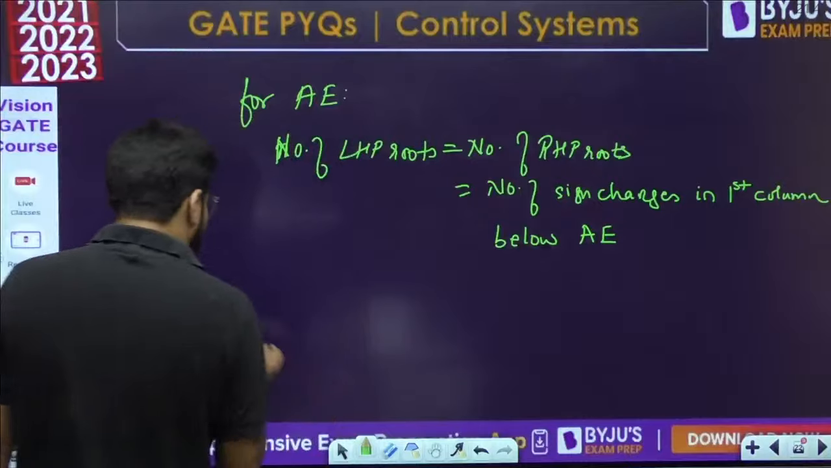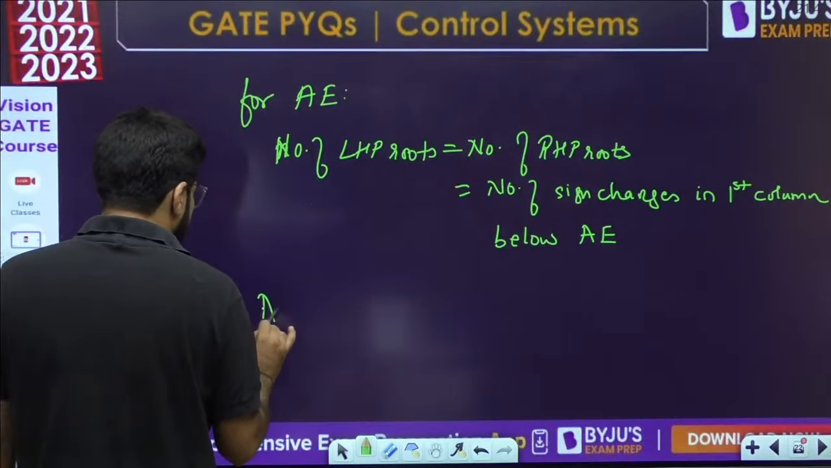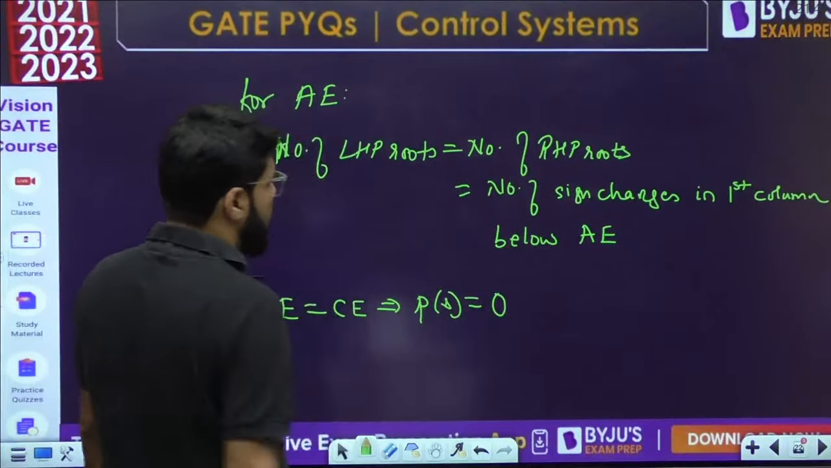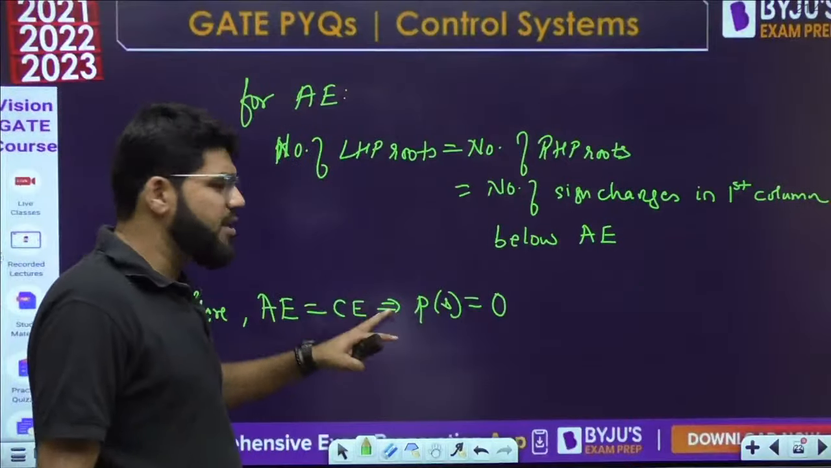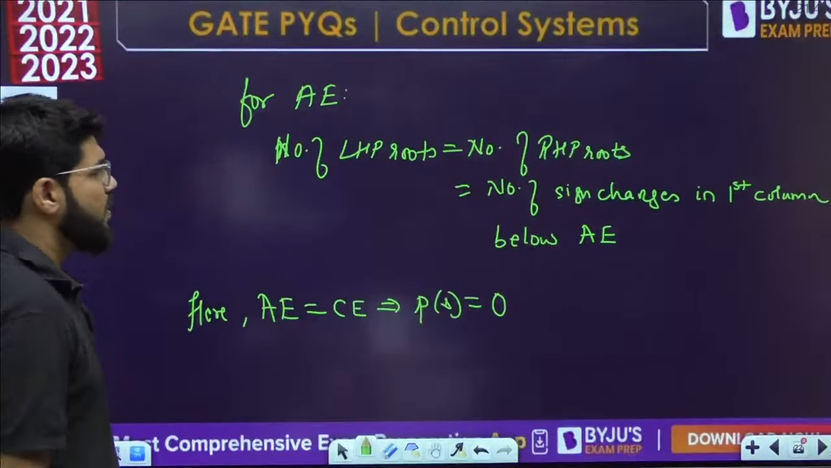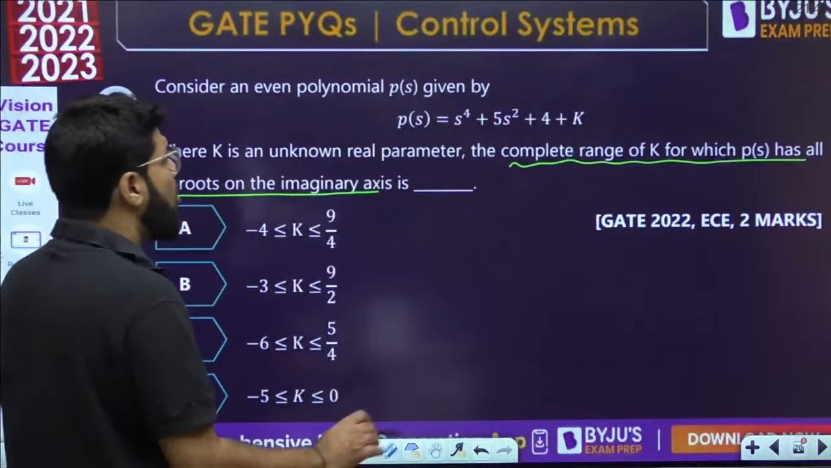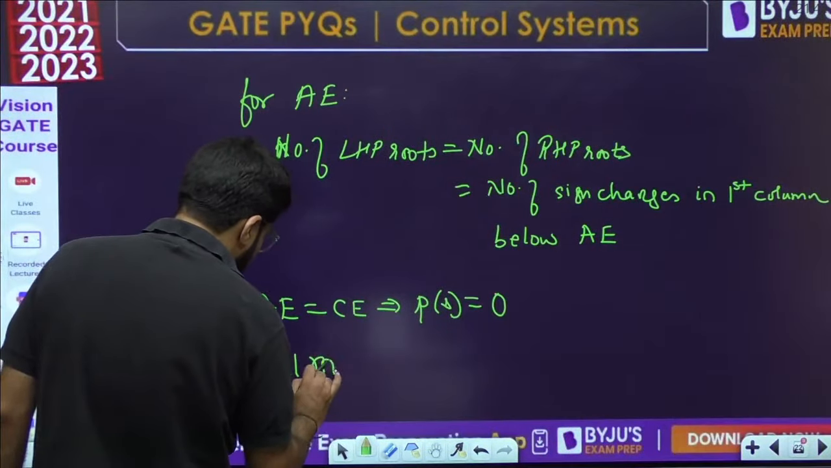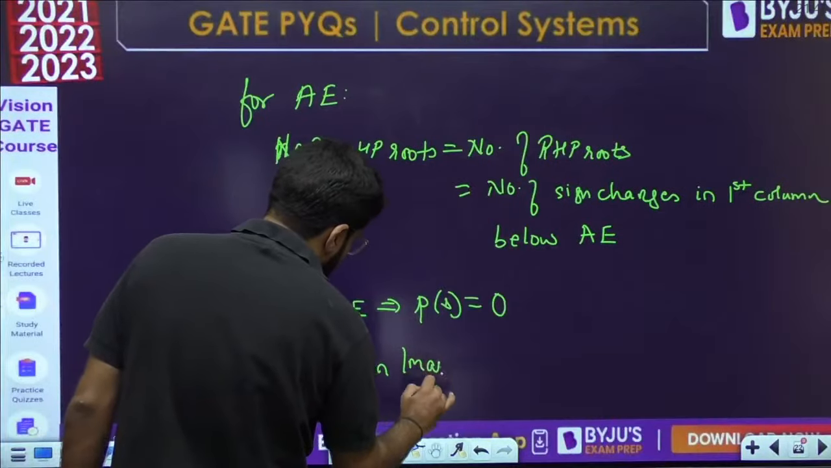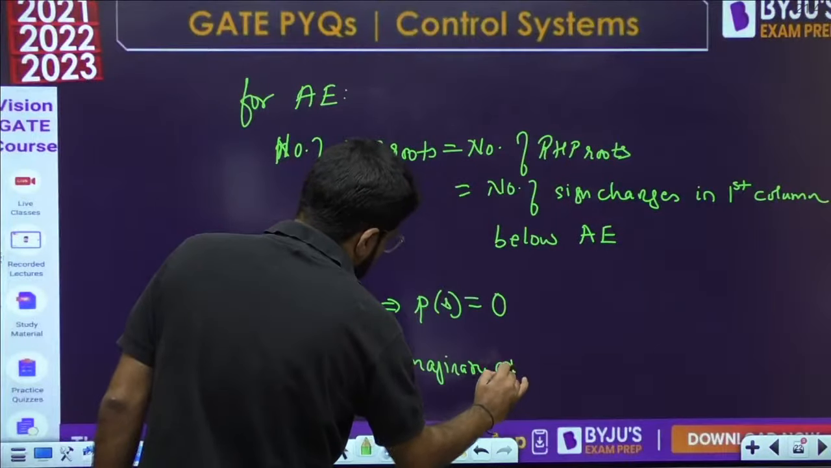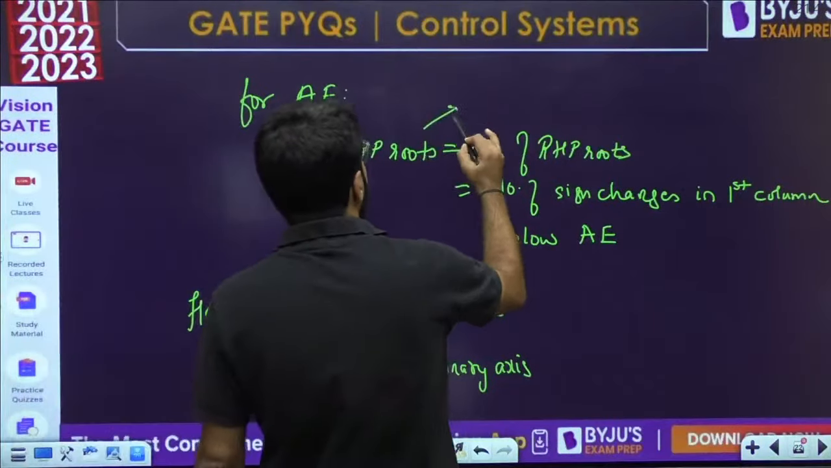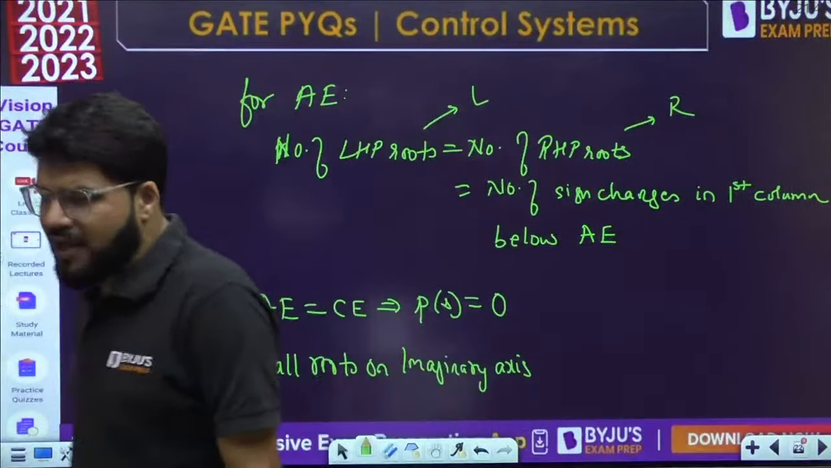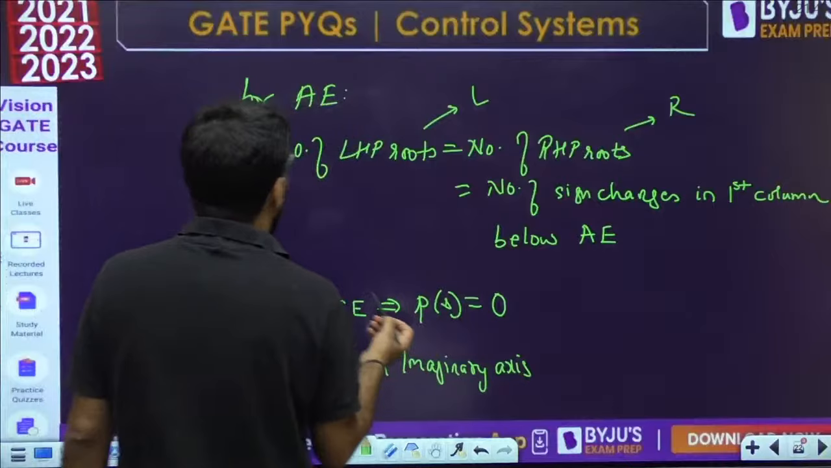Now the important thing here is that the auxiliary equation is equal to the actual characteristic equation, that is, the polynomial P(s) equal to 0. So whatever I tell for the auxiliary equation is applicable for the given polynomial equation also. Now, we want all the roots on the imaginary axis. How do you calculate imaginary axis roots? Let's say the number of LHP roots is L and the number of RHP roots is R. L and R are equal. So how many j omega roots?